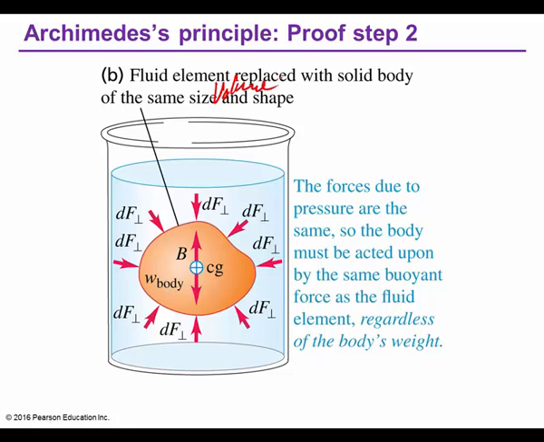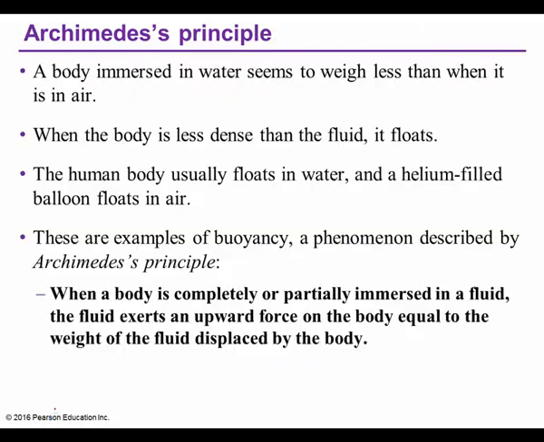So if you have two objects, regardless of their mass, if they have the same volume, then the buoyant force will be the same. Okay, why? Because the weight of the water displaced by the object is the same. Notice I said weight of the water displaced, and that is dependent on the volume of the object that's doing the displacing.